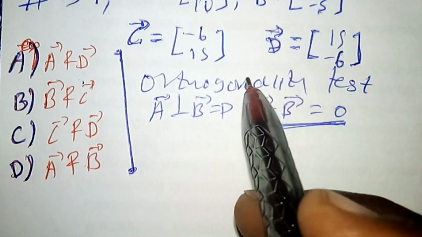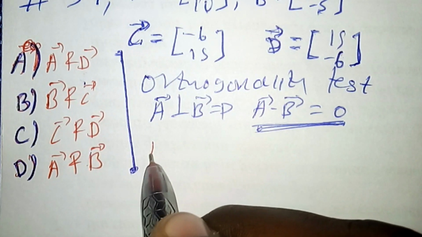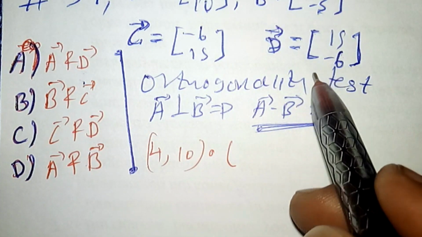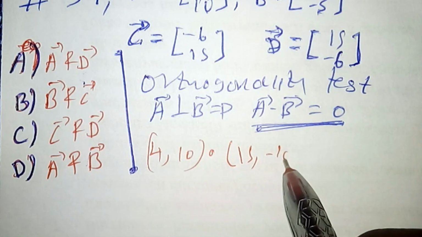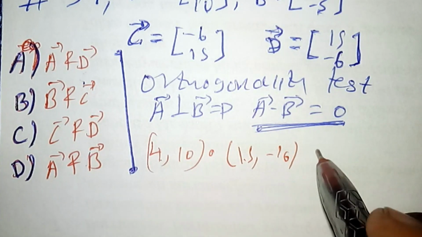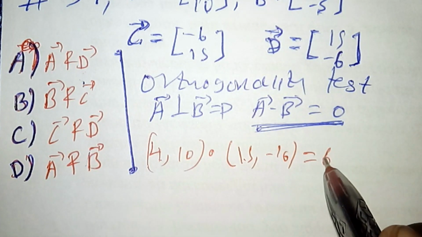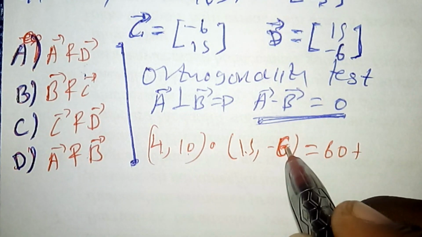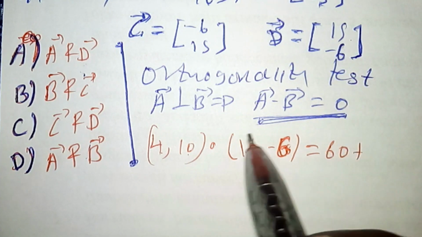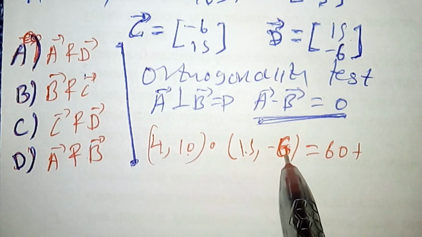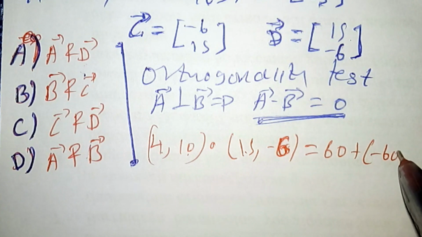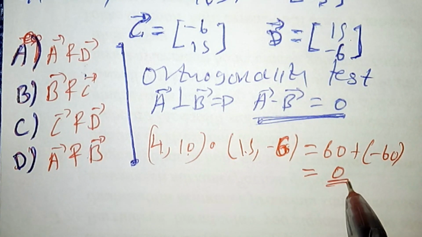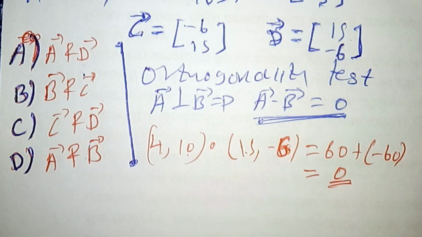Vector A is (4, 10) dotted with vector D, which is (15, -6). So this means 4 times 15, which equals 60, plus 10 times -6, which is -60. So this is immediately 0. This means vectors A and D are orthogonal to each other.